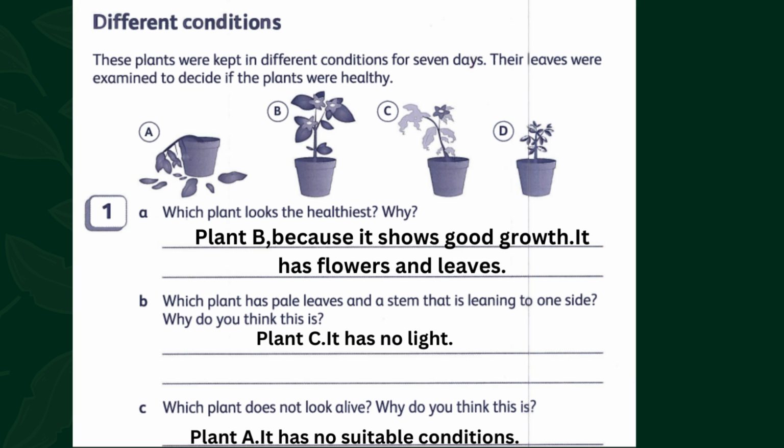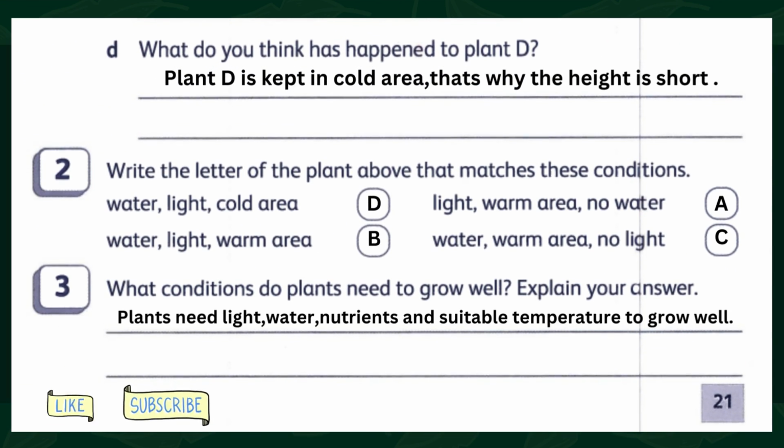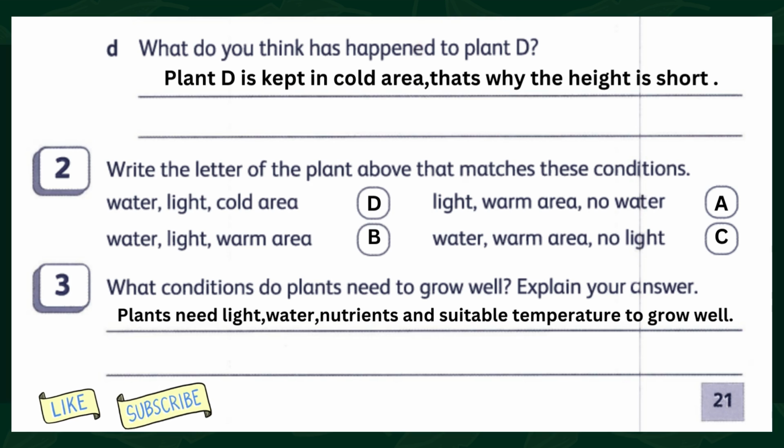B. Which plant has pale leaves and a stem that is leaning to one side? So you can see plant C, it has no light. Now, which plant does not look alive? What do you think this is? I think this is plant A. D. What do you think has happened to plant D? Plant D is kept in a cold area. That's why the height is short.